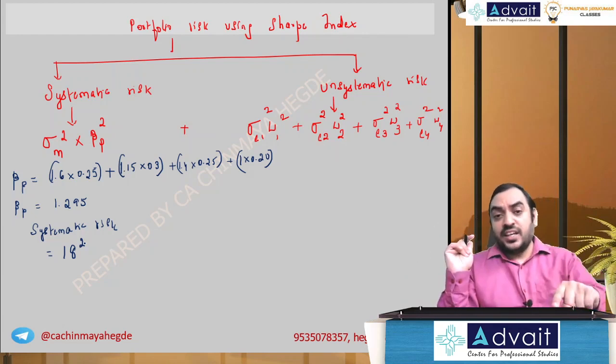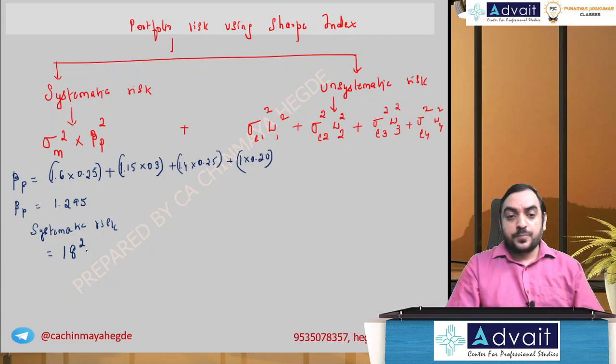This is standard deviation, so we need to square it. Multiplied by beta 1.295, we will square it. So you get 18 into 18 into 1.295 into 1.295, 543.36. Okay, so this is systematic risk of portfolio.